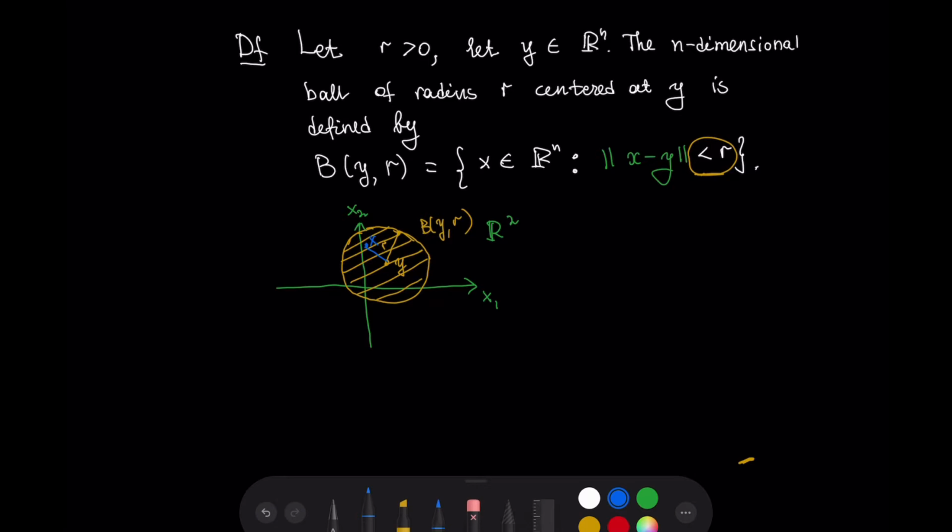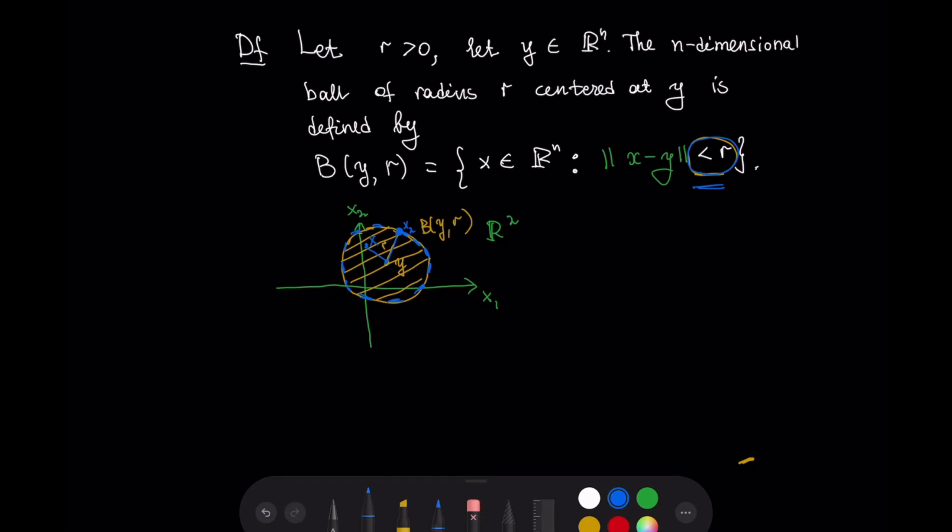So if I'm on the boundary, if I take a point, say x2, on the boundary, and I look at the distance from x2 to y, the distance is going to be exactly r. However, the definition of the set B(y, r) tells us that this point should not be in the set B. So the set B is actually everything that's inside this circle, everything inside this disk, but not the boundary.